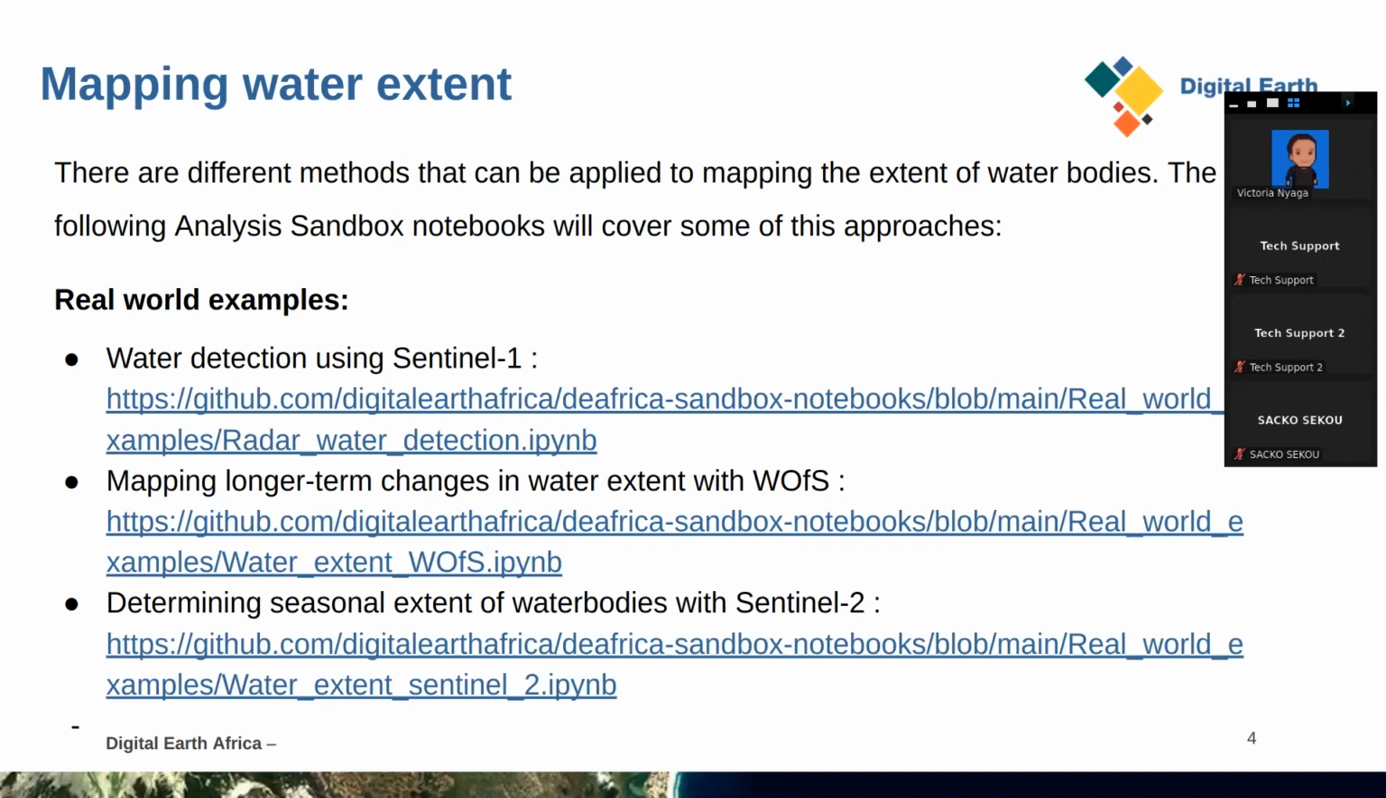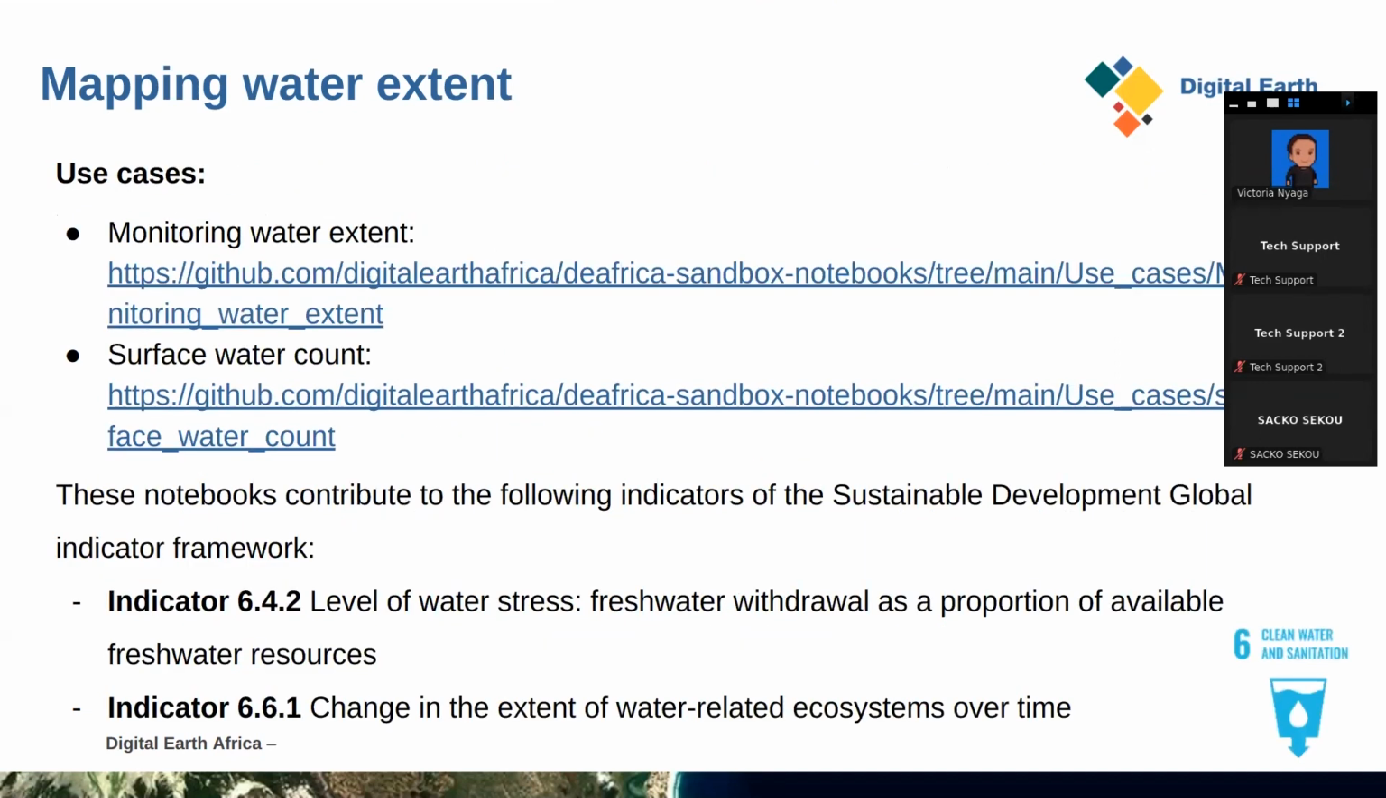In the analysis sandbox, like I mentioned, we do have quite a variety of notebooks that deal with mapping water extent. In the real-world examples folder, as I'll be showing in the notebooks, we have the water detection using Sentinel-1, the mapping long-term changes in water extent using WOfS, or the Water Observations from Space product. We also have the determining seasonal extent of water bodies using Sentinel-2. In our use cases, which are usually made up of multiple notebooks, we do have the monitoring water extent use case, and we also have the surface water count use case.